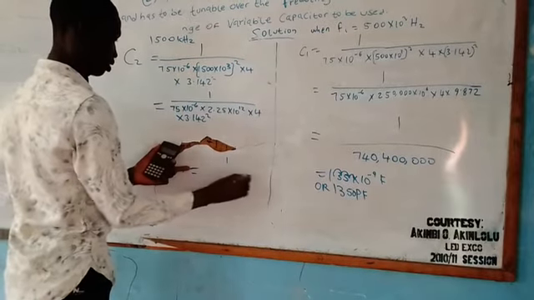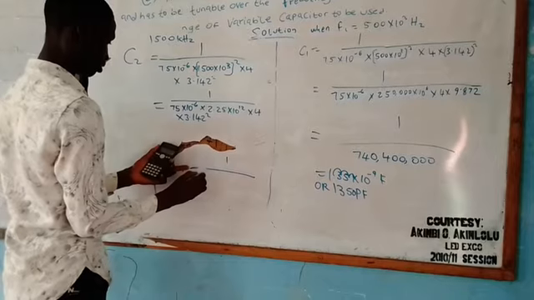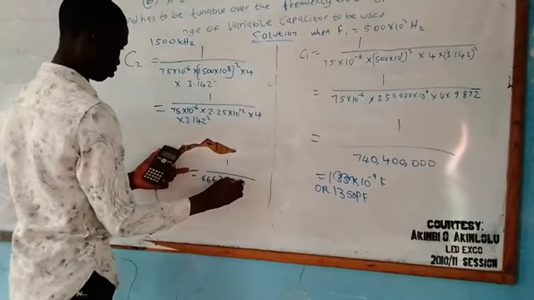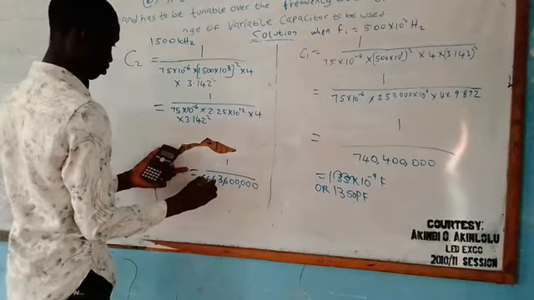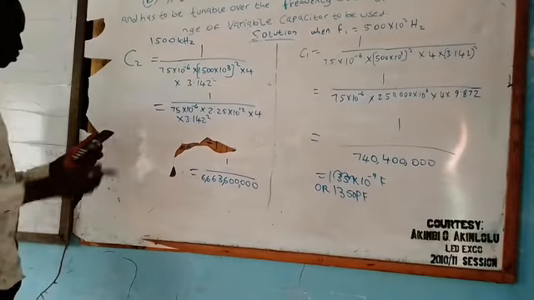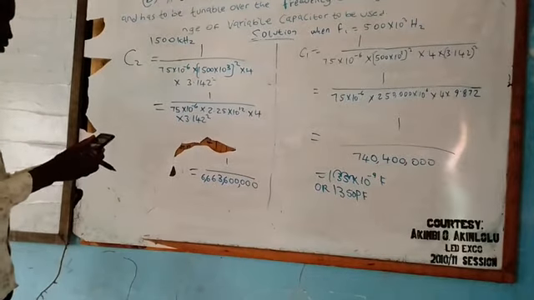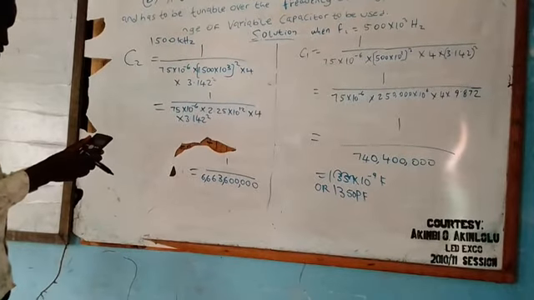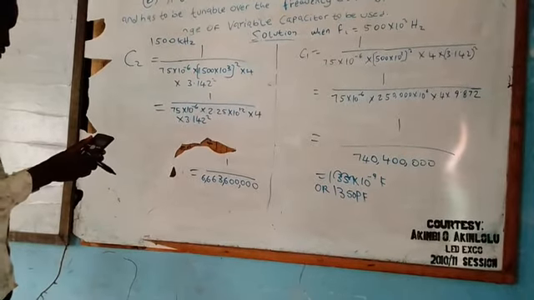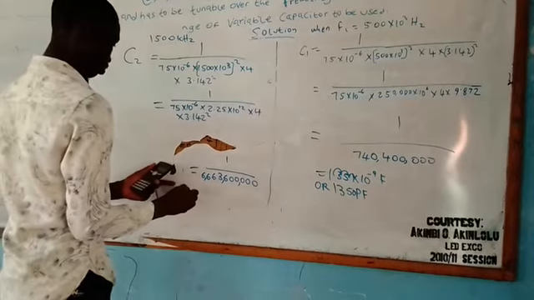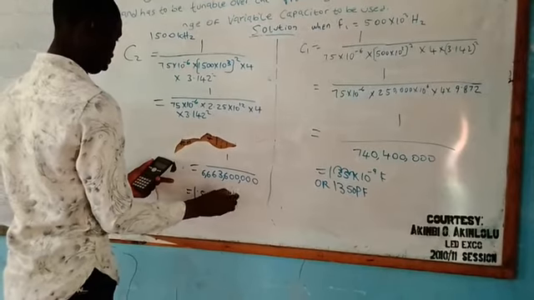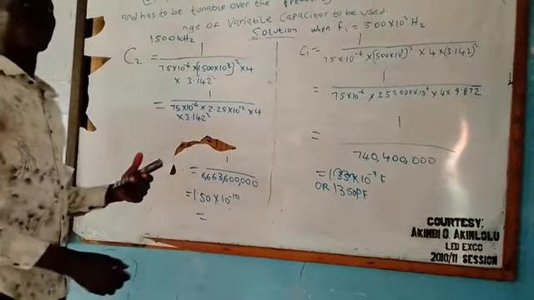So we're 1 divided by 75 times 10 raised to minus 6. All of them, we compute them, we have 6,663,600,000. So 1 divided by that, we'll be having something close to pico. Let's look. We have 1.5 times 10 raised to minus 10.